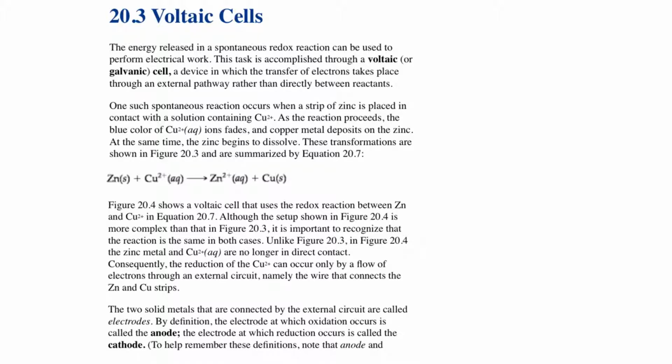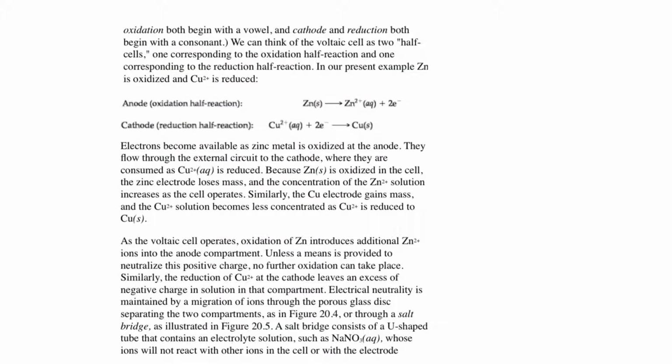The two solid metals that are connected by the external circuit are called electrodes. By definition, the electrode at which oxidation occurs is called the anode. The electrode at which reduction occurs is called the cathode. To help with memorization, note that anode and oxidation both begin with a vowel, and cathode and reduction both begin with a consonant. We can think of voltaic cells as two half cells, one corresponding to the oxidation half reaction and one corresponding to the reduction half reaction.